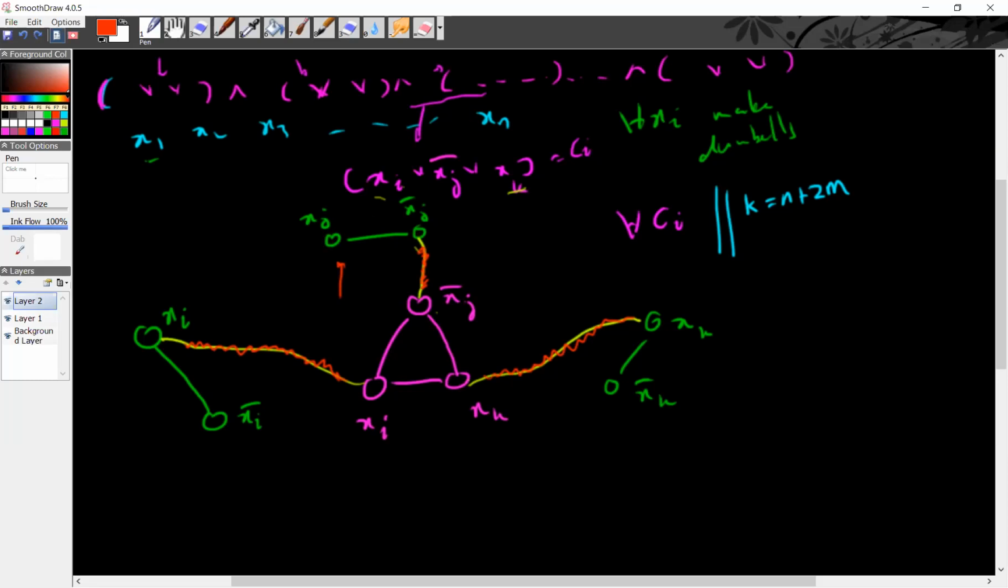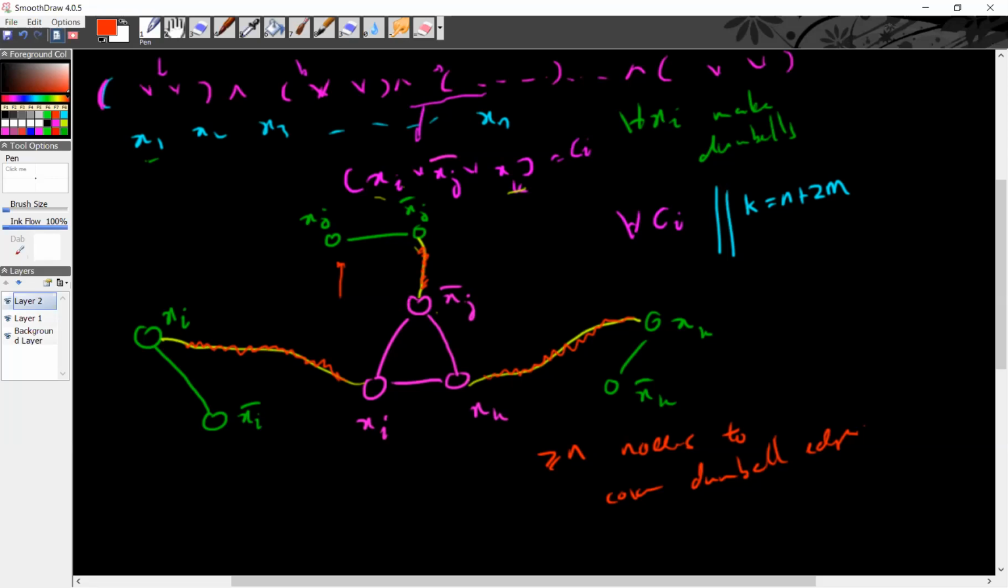I know that from this observation, I need at least n nodes to cover dumbbell edges. Okay, so what about the triangle edges? I can say something similar about the triangle edges. Now for the triangle edges, I know I need at least 2 per triangle.